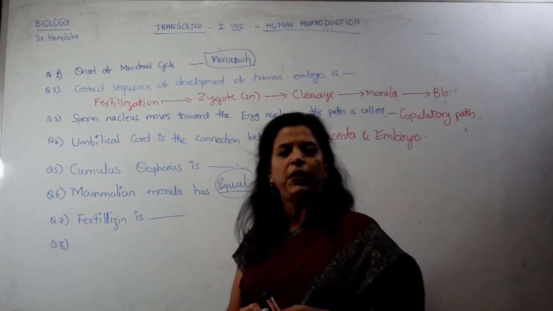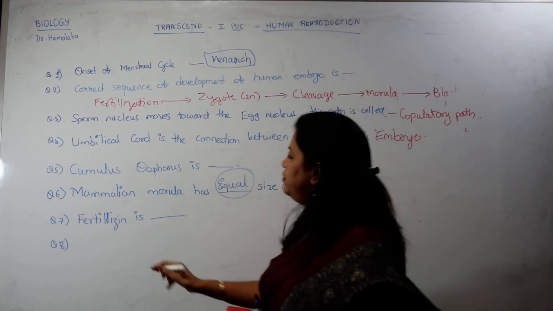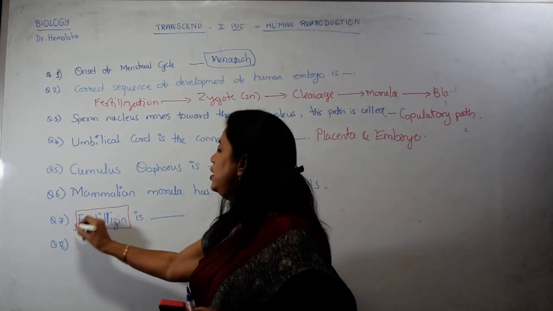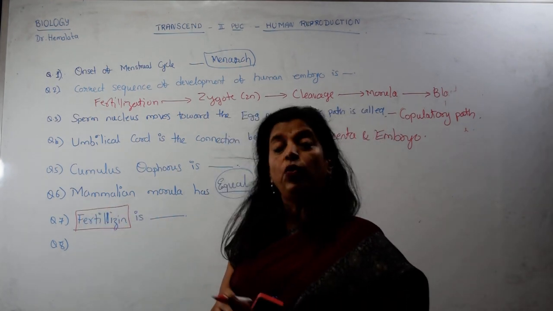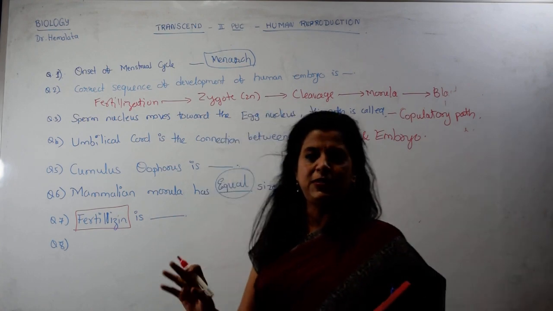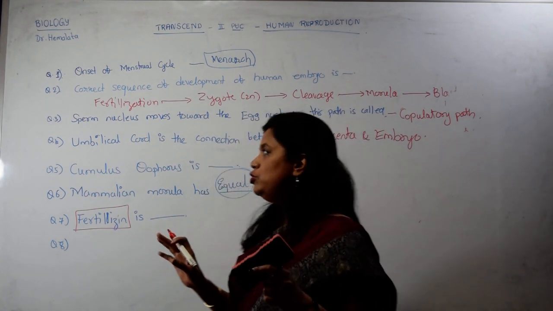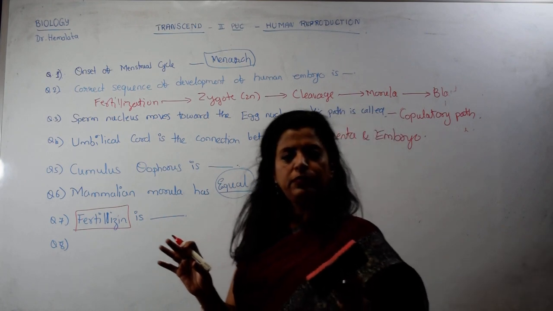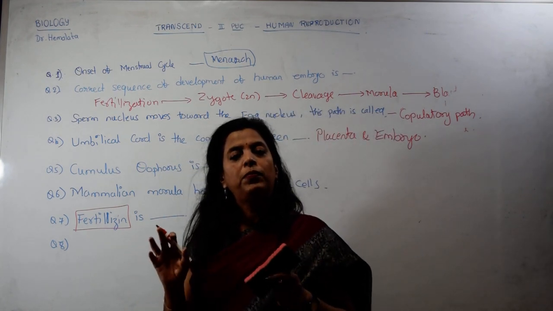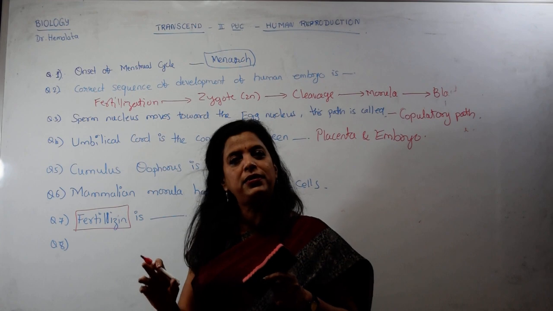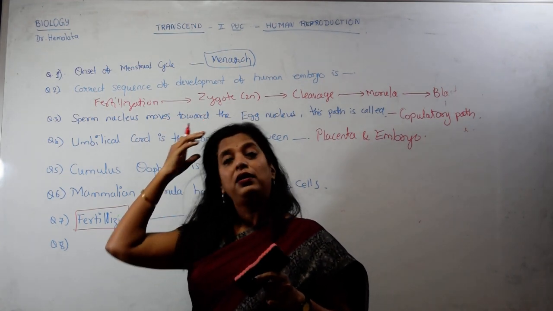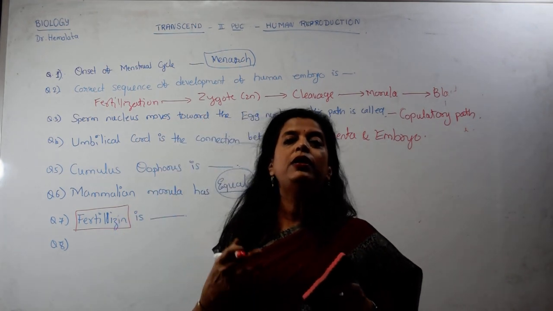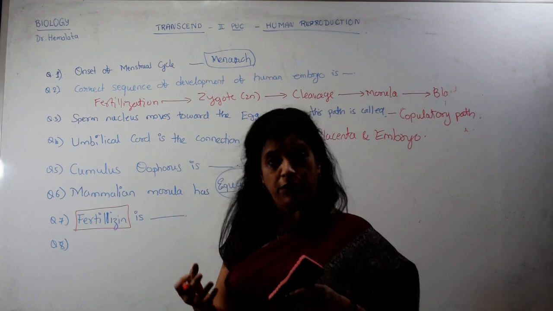Okay. Now, another question is fertilizing. This I have not explained to you. Just understand what is fertilizing. It's not fertilization. It is fertilizing. So, what is fertilizing? Just a simple explanation here. In frogs, the attraction of sperm towards the egg is chemically driven. It is called chemotactic attraction.